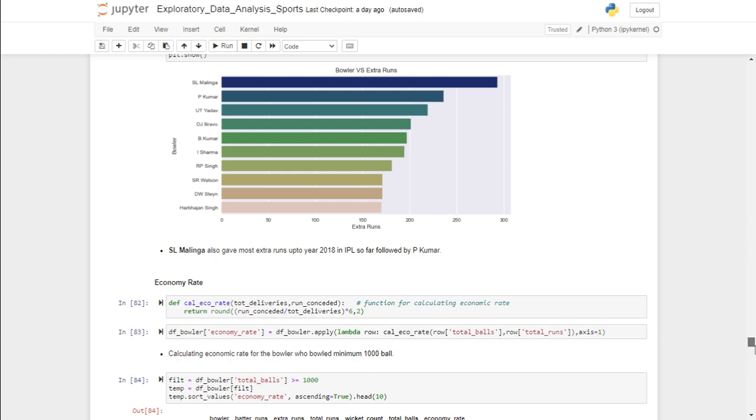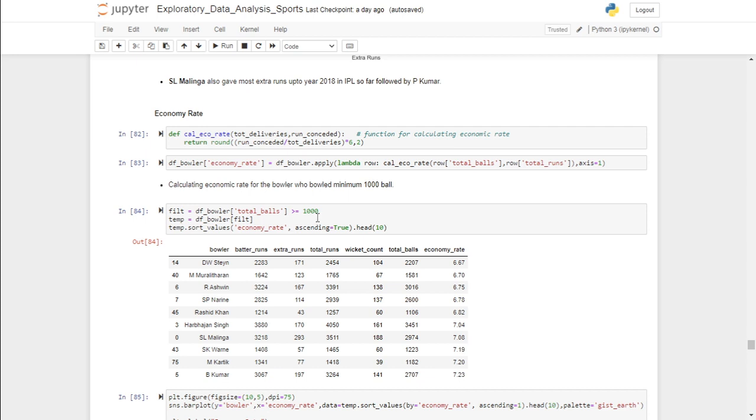And according to economy rate, we are working with only the bowlers who have bowled a minimum of 1000 deliveries. And here tops Dale Steyn, he is the most economical. He has an economy of only 6.67. Then with an economy rate of 6.7, M Muralitharan, and then Ravi Ashwin and Sunil Narine, etc.